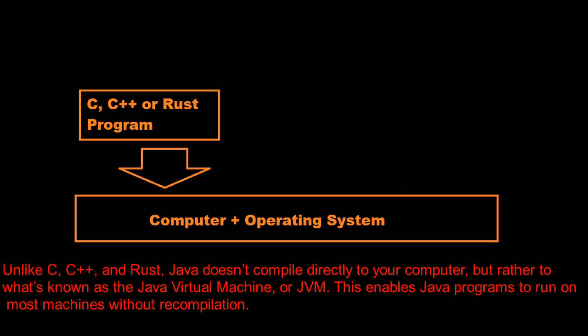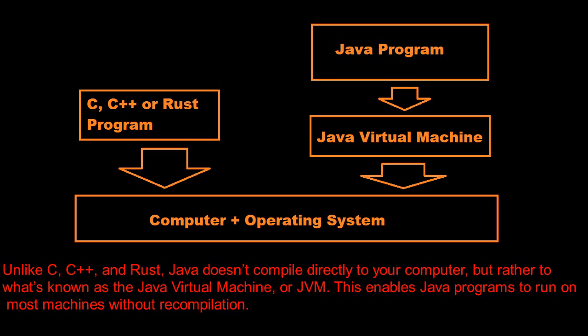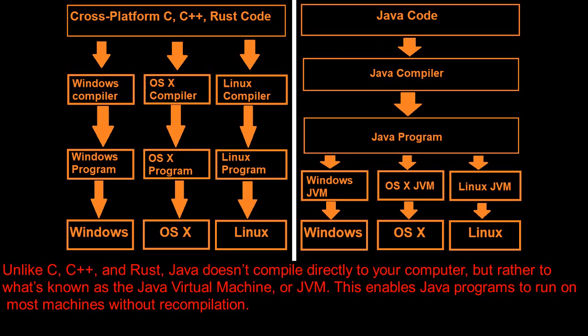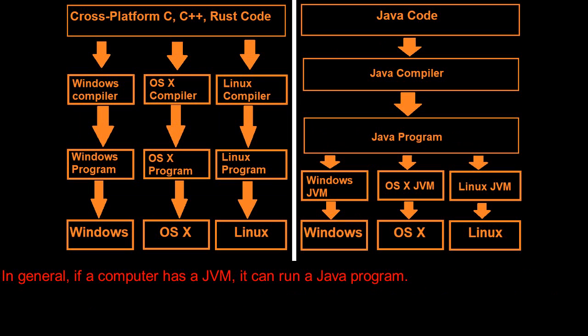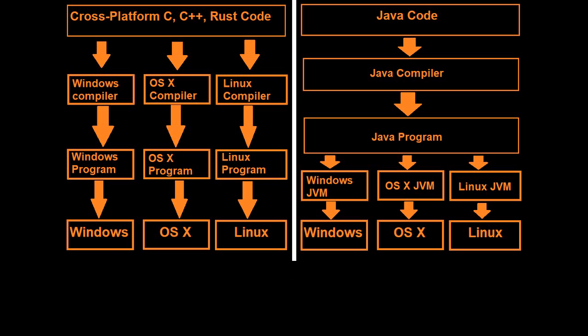Unlike C, C++, and Rust, Java doesn't compile directly to your computer, but rather to what's known as the Java Virtual Machine, or JVM. This enables Java programs to run on most machines without recompilation. In general, if a computer has a JVM, it can run a Java program.